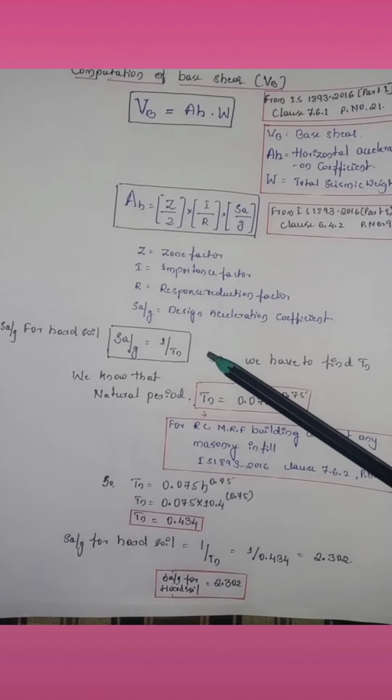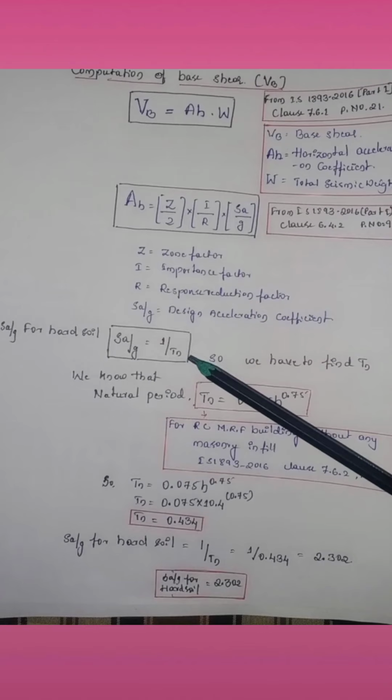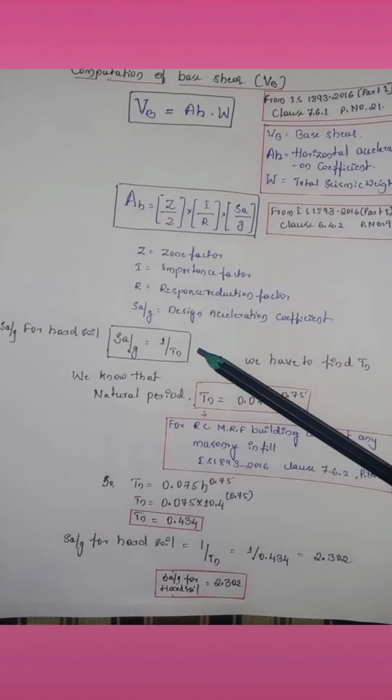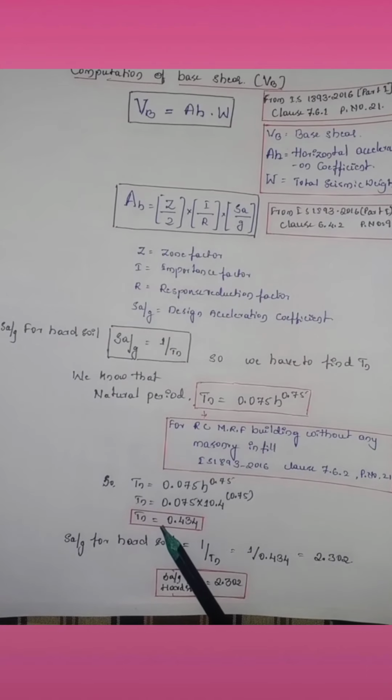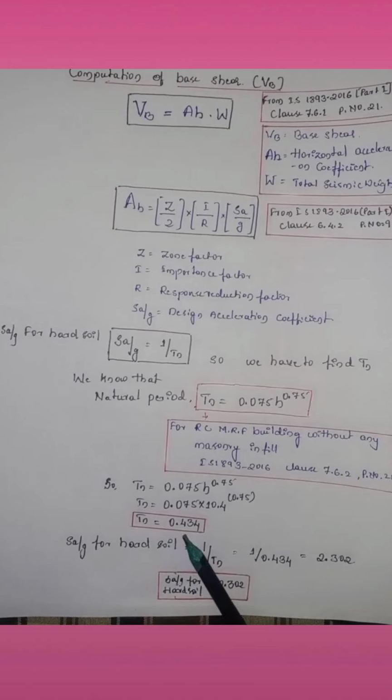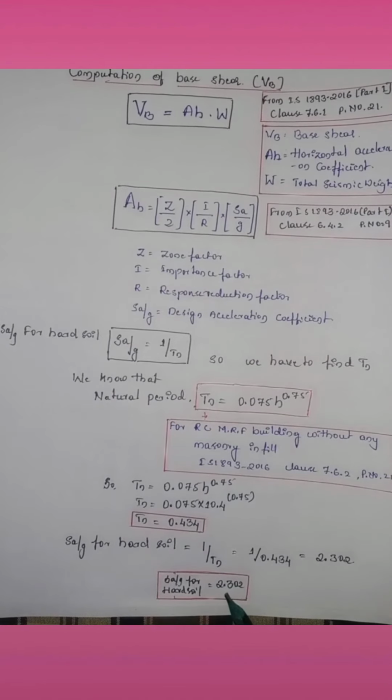Now calculate SA by G for hard soil. This is from the table itself, from IS 1893 2016. For hard soil, SA by G is 1 by Tn. We have calculated the time period as 0.434, so 1 divided by 0.434 comes to around 2.302. That is, SA by G for hard soil is 2.302.